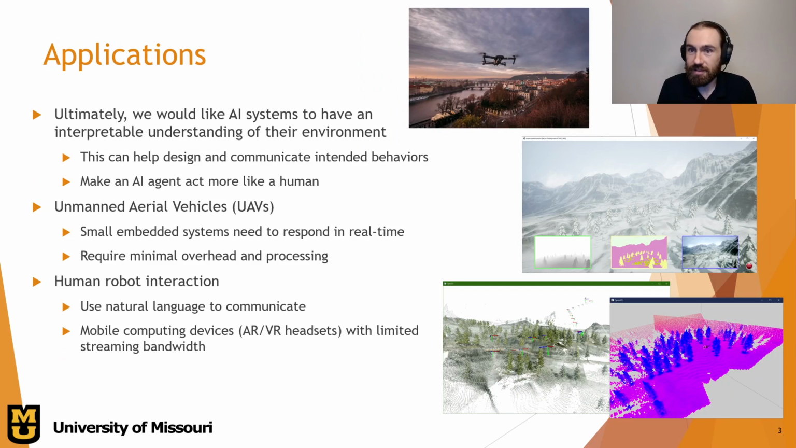So this actually has a lot of interesting applications. First of all, we'd always like our AI systems to have an interpretable understanding of the environment so they actually know a little bit more about what they're doing. That can help make them a little bit more human-like and easier to communicate and use natural language to explain what you'd like the robot to do. And it also helps reduce computational overhead. So these small embedded systems typically can't handle large point clouds. And so having a simplified representation that helps them understand the content of a scene can be really important.